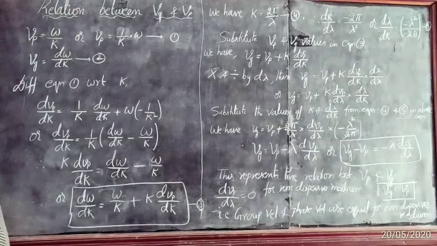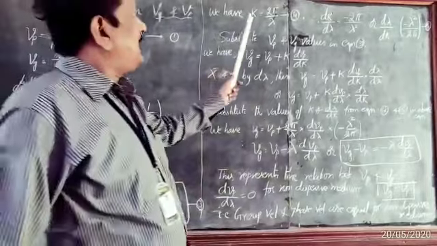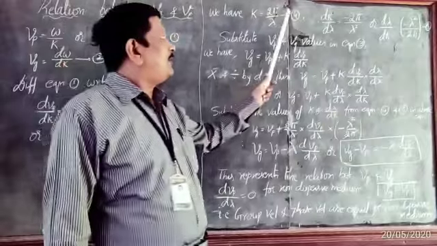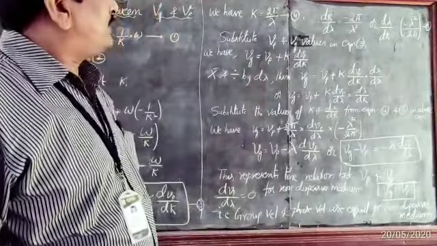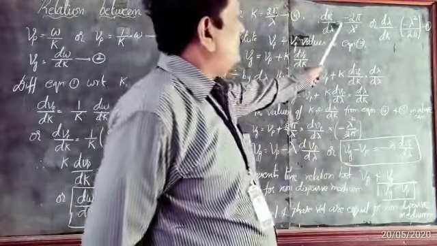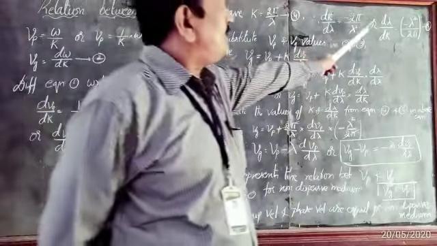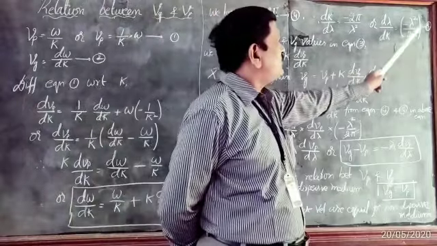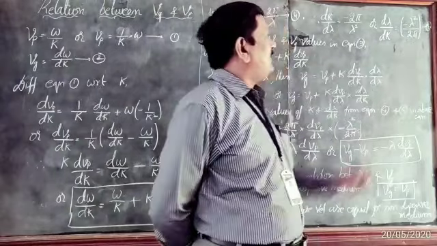Now we have, and also we have, k is equal to 2 pi by lambda. I am going to call that one as equation 4. dk by d lambda is equal to minus 2 pi by lambda square, or d lambda by dk is equal to minus lambda square by 2 pi. I call that one as equation 5.